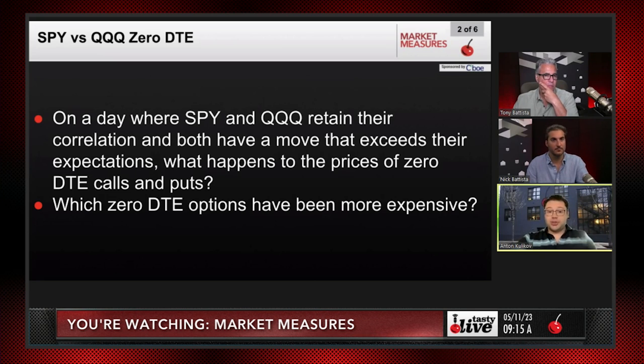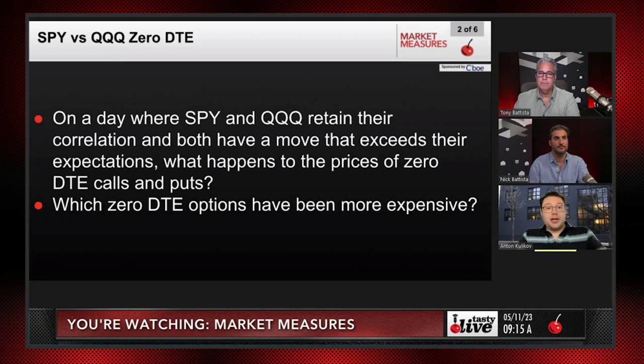Now, the question is, which 0 DT options have been more expensive? That's probably self-explanatory. Usually, almost always going to be the Qs. And when you have a move that exceeds the expected move, what happened to those options? Now, we're not going to look at butterfly strategies where nothing happens, because obviously you're going to get a full profit on both the SPYs and the Qs. It doesn't really matter. If you do play outside the expected move plays, or you can be short the options too, you just take the opposite sign. What is the difference in returns in those options when you have a move that exceeds the expected move on both? Cool. Okay. All right, let's take a look.